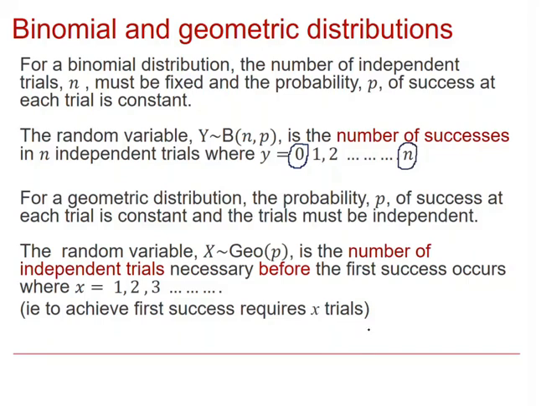With the geometric distribution, the only parameter is p, the constant probability of a success, and if x follows a geometric distribution, x represents the number of independent trials necessary before the first success occurs. And note that the first value x can take is 1, and that's because we need one trial before we can have one success.